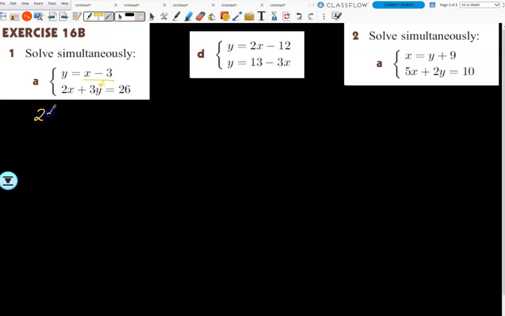So it's got the 2x. It's got the plus. We're going to go 3, but we stop because instead of 3 times y, what is y? X take 3. And then we come back. What does it say to do? Equals 26.